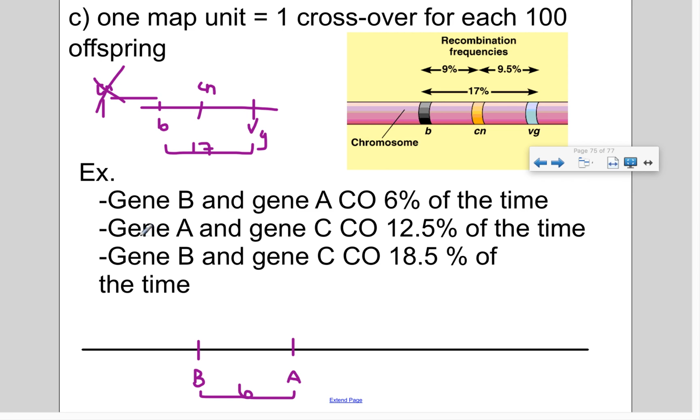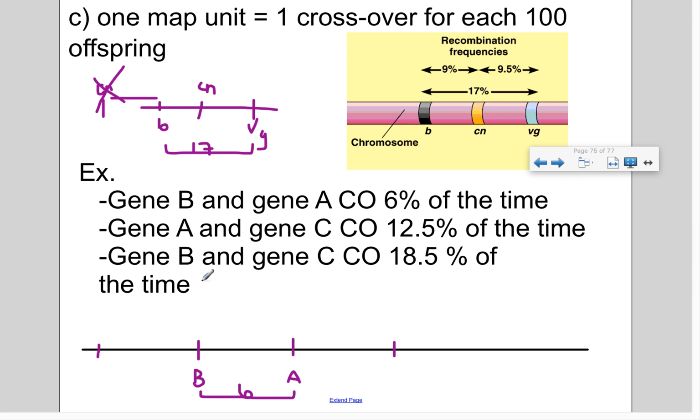Okay. I read the next tidbit of information. Gene A and gene C cross over 12.5% of the time. All right. So that means I could put C here, or I could put C approximately here. Okay, so I don't feel confident yet. Let's read a little bit more.